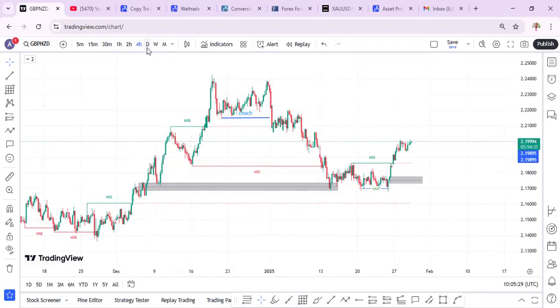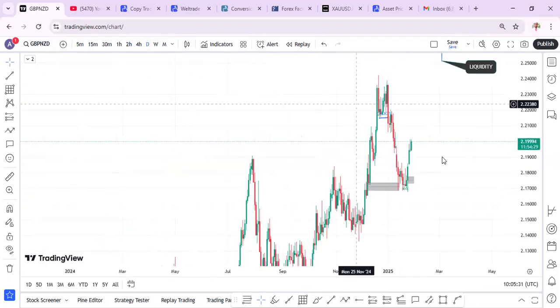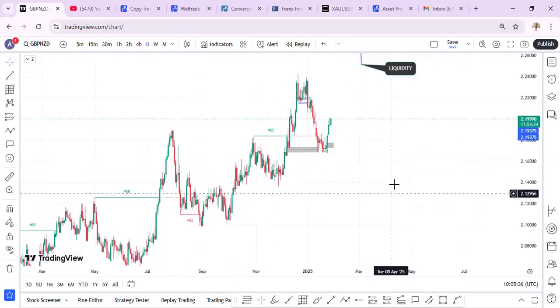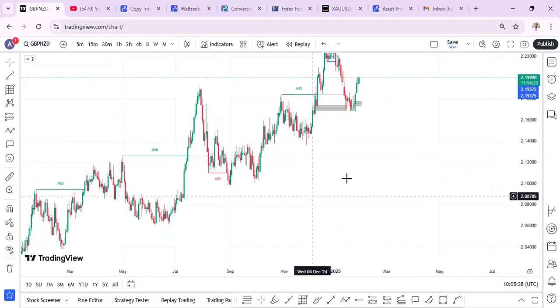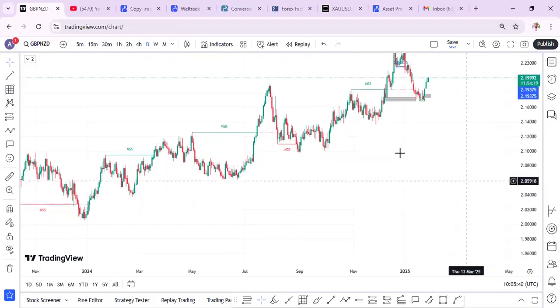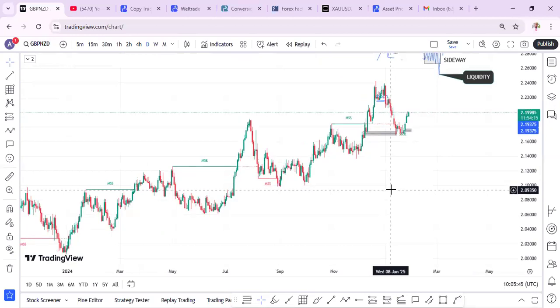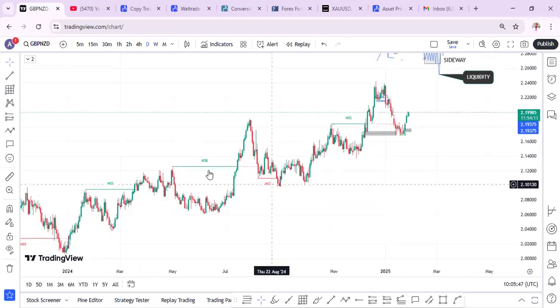Now, these are 4 hours. If you look at this on daily, we discover that all the selling we are seeing, the overall structure on daily is still what? An uptrend. Look at it on daily. That's why we must understand the daily order flow. You can see that we are breaking structure on daily.